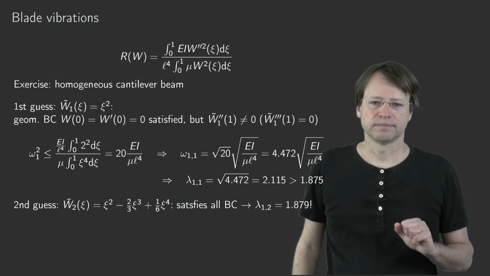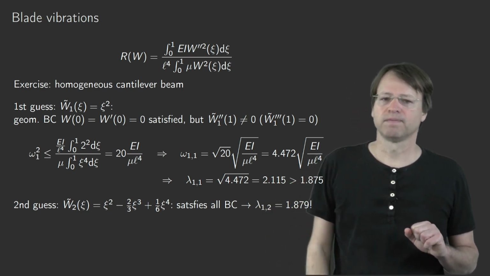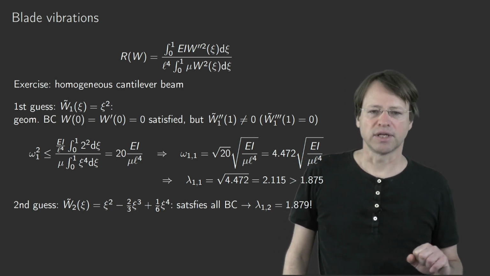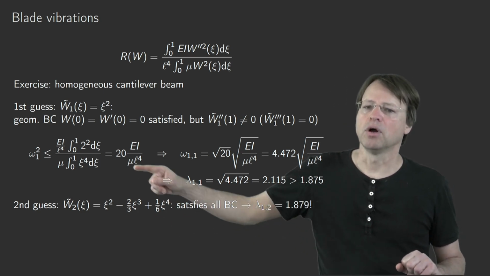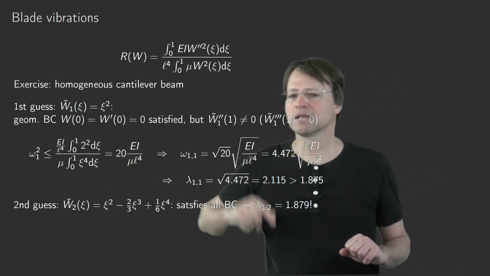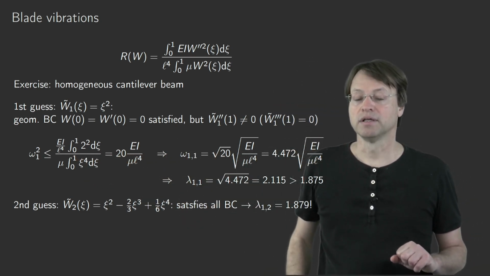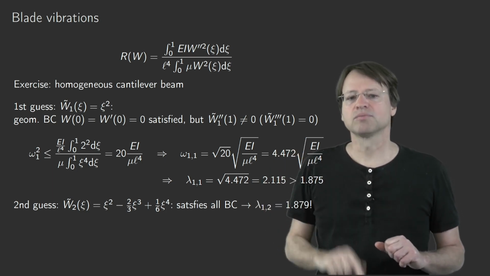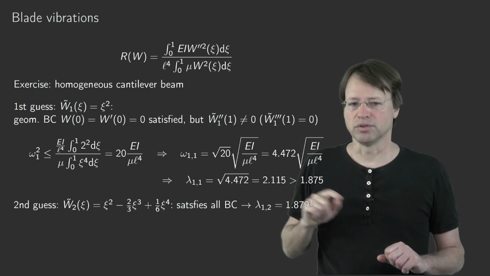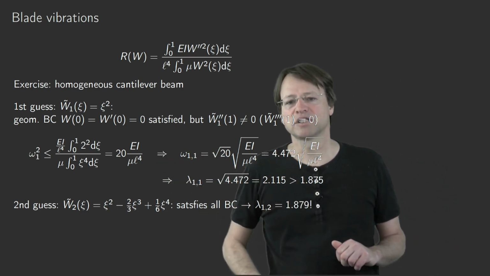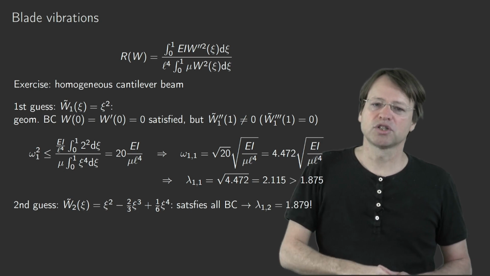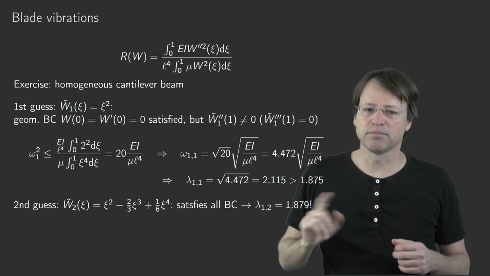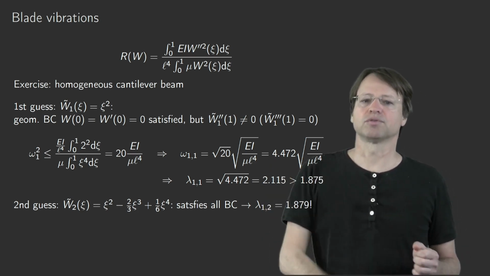Can you tell, just from looking at the results, which one is the better one and which guess is the better one? Yes, you can, because you know that you always get something that is larger than omega 1 squared. So if you get 2 results, then you always take the smallest one, because you know that both results must be larger than omega 1 squared. So you get upper bounds for omega 1 squared, and obviously the second bound is narrower than the first one.